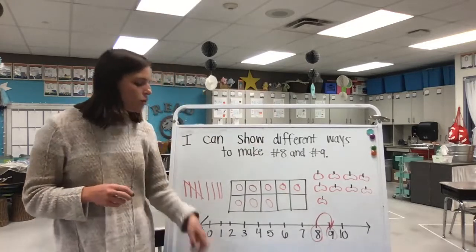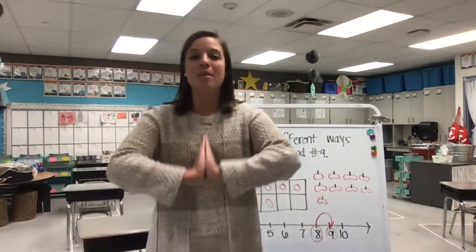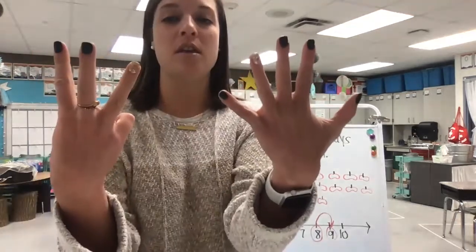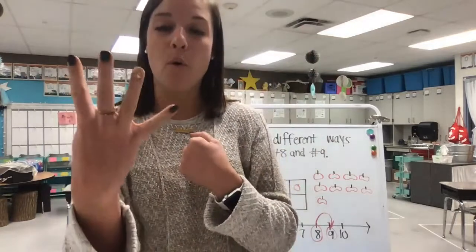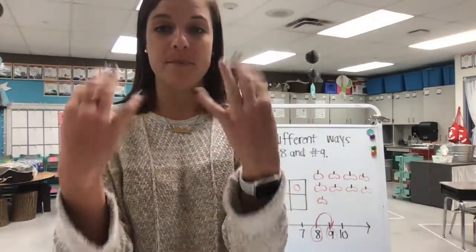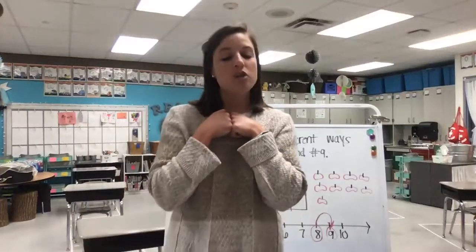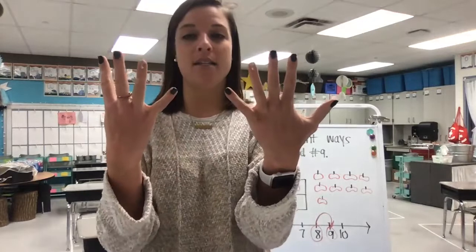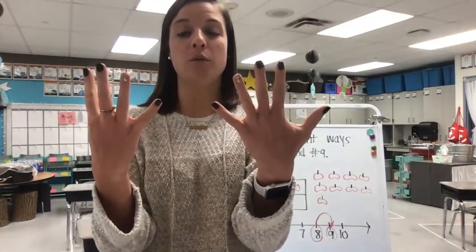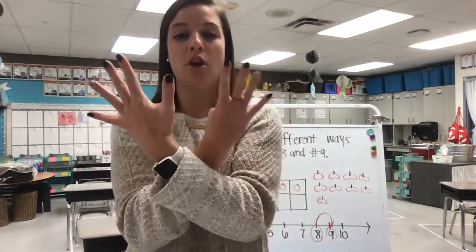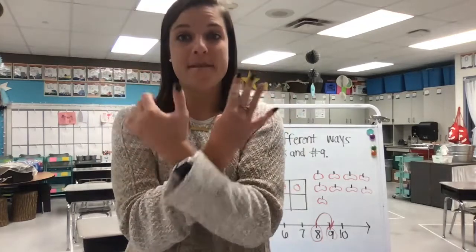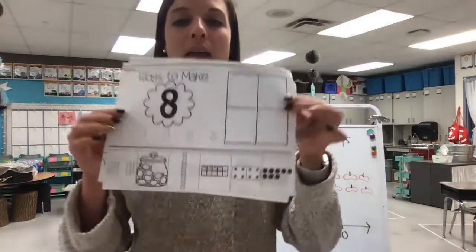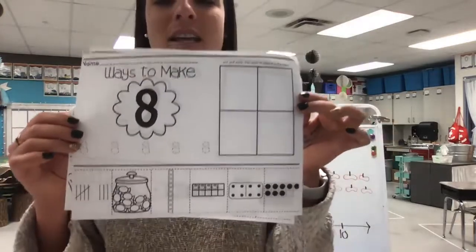Okay, we can also show those numbers with our fingers. So show me 8 on your fingers. You can make 8 with 5 and 3. You can make 8 with 4 and 4. Okay, good. Show me the number 9 on your fingers. So you have 5 and 4. You could also do what we call a turnaround fact and show 4 and 5. That also makes 9. So we're going to show different ways to make both of those numbers, numbers 8 and number 9.